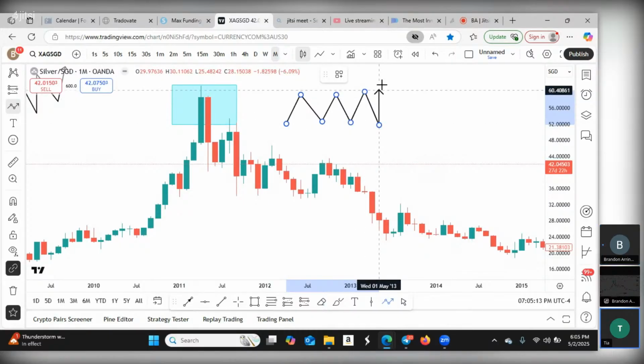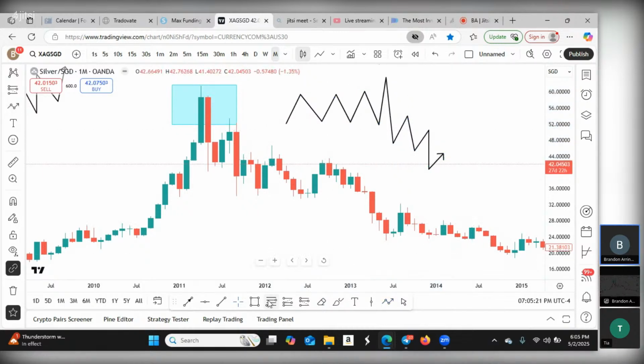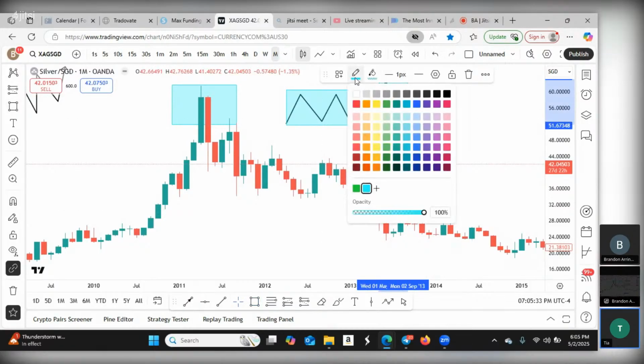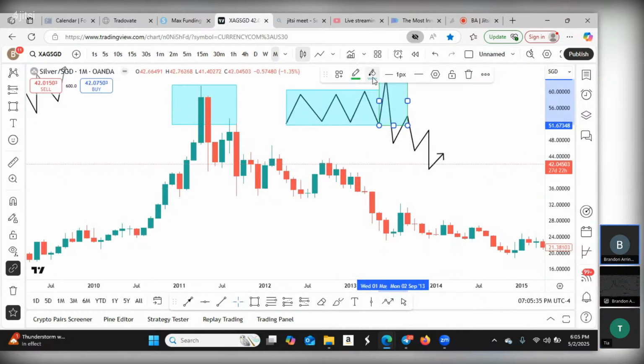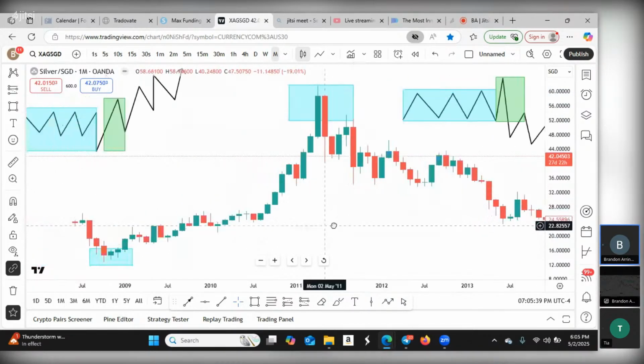I mean, price is fractal. You know what I'm saying? What you see on the monthly, the daily, 4 hour, 1 hour, is what you're going to see on the smaller time frames. You understand that? So you see this right here, boom. All we're trying to do is follow big money. They can't hide from us.